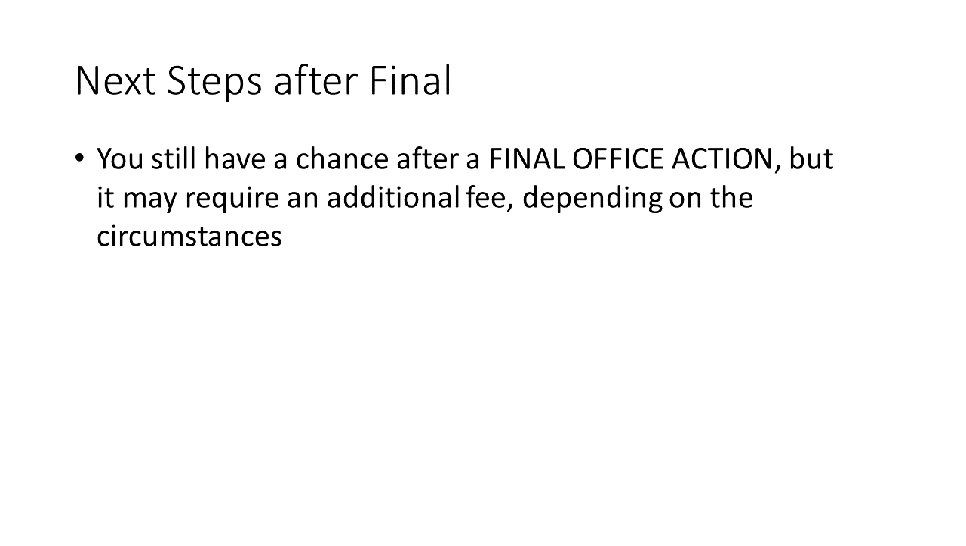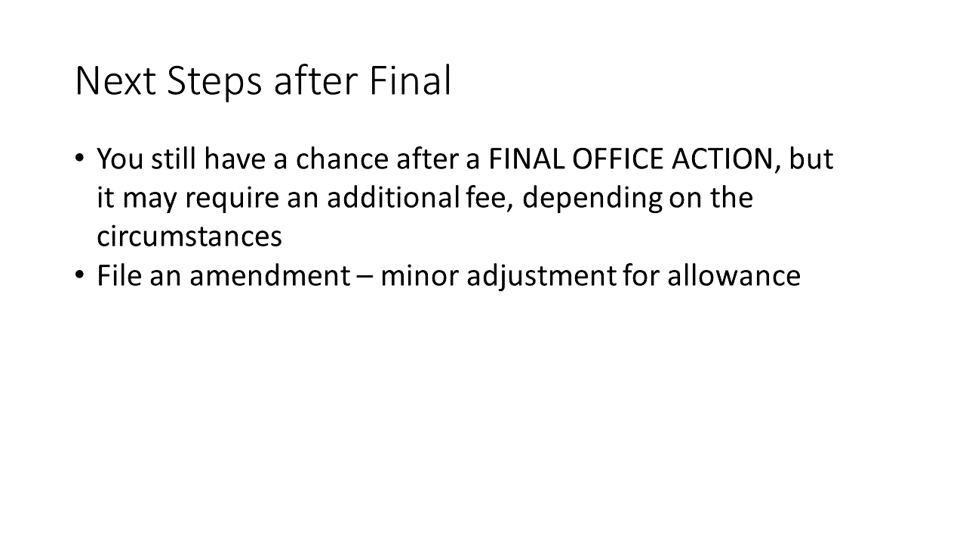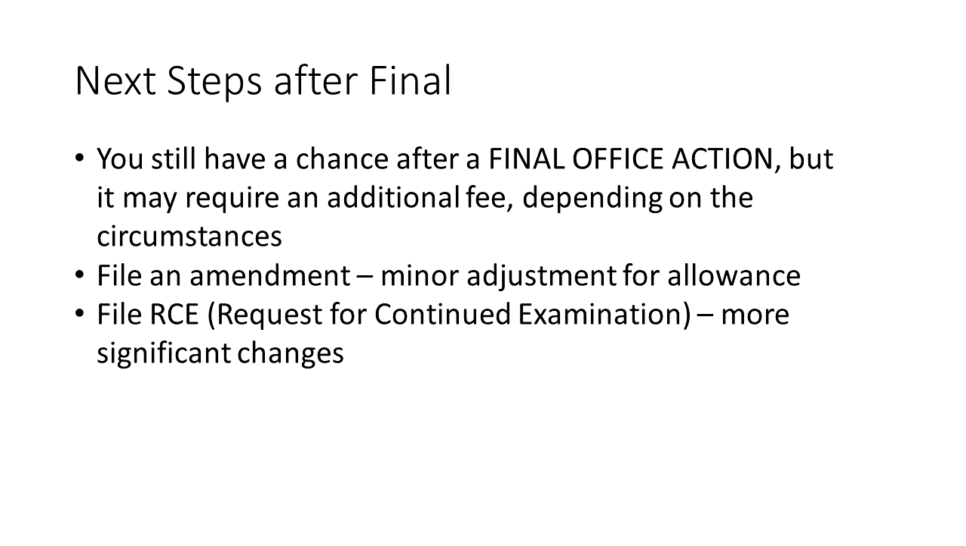What are the next steps you can do after final? Again, just to reiterate, you still have a chance after a final office action, but it may require an additional fee depending on the circumstances. Here are some of the choices you can make. You can file an amendment with minor adjustments or arguments to try to get your application into allowance. You can file a request for continued examination, which allows you to make more significant changes to the claims. And additionally, you can do an appeal.